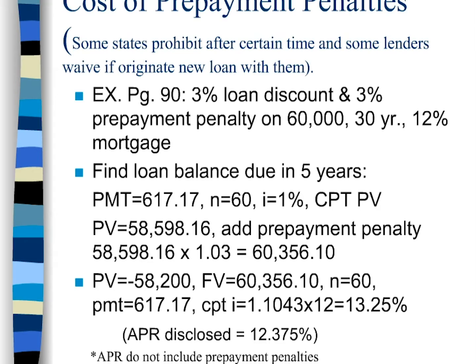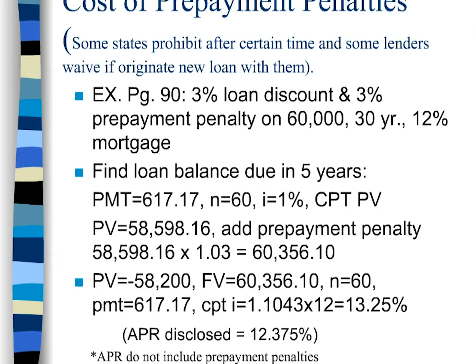So remember, we've calculated, based on the 12%, a payment, $617.17. Then we calculated what the balance of the loan would be at the end of the 5th year, $58,598.16. But now we say when we pay that, we'd have to pay an extra 3% because there is a prepayment penalty. So we would actually have to pay a balance of $60,365.10. So now we use all of those numbers put together and come up with what our effective cost is.